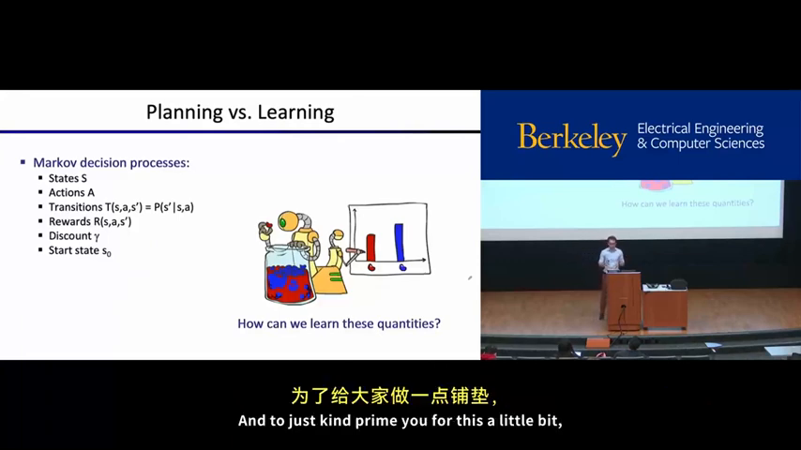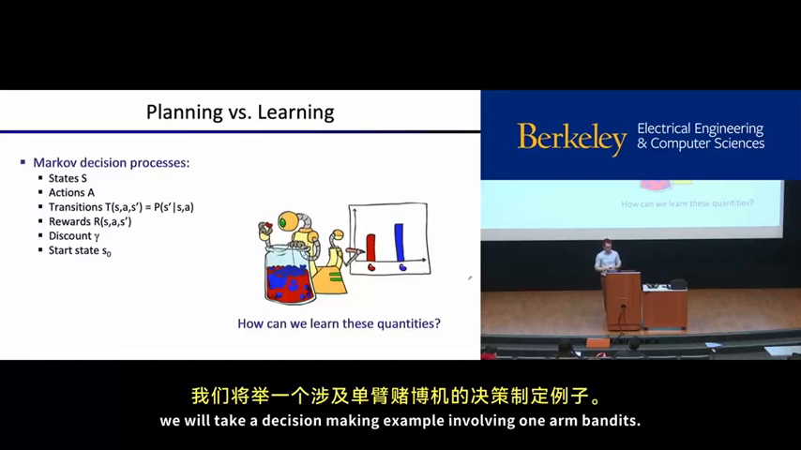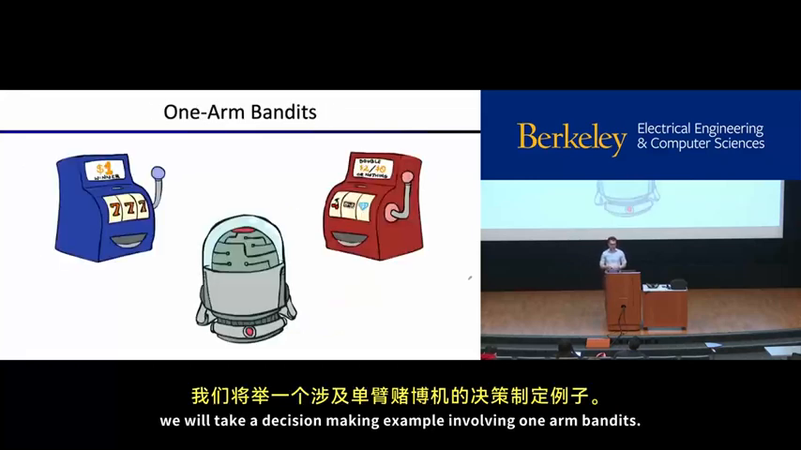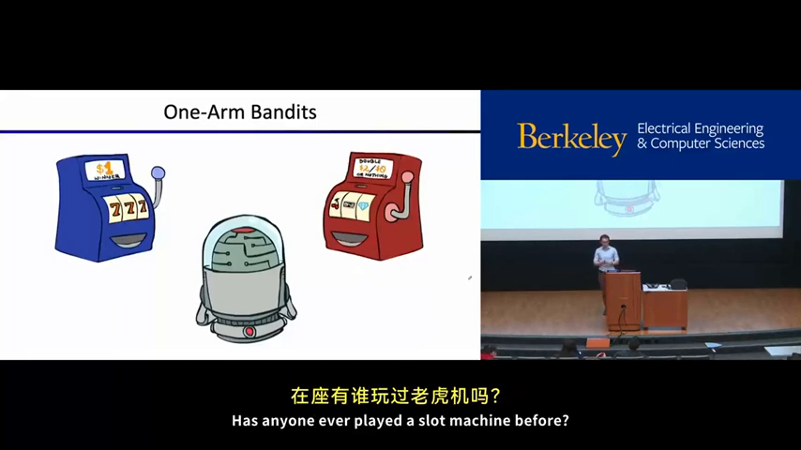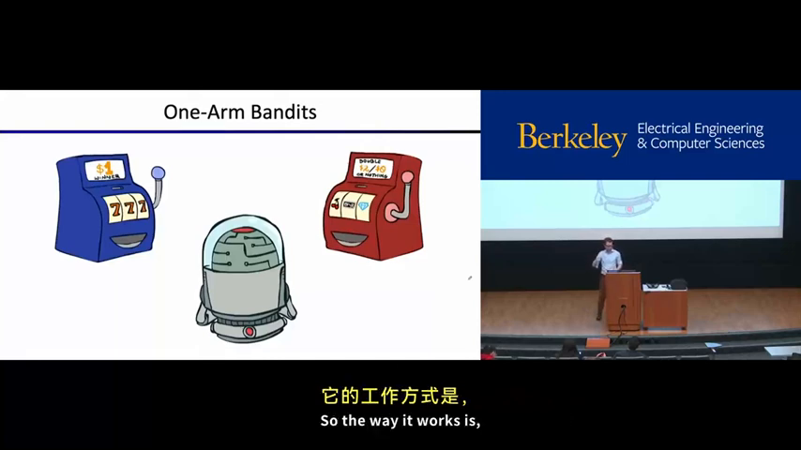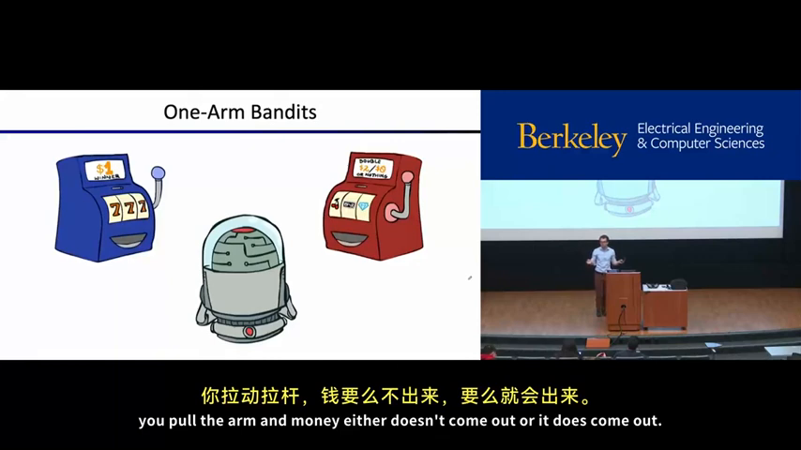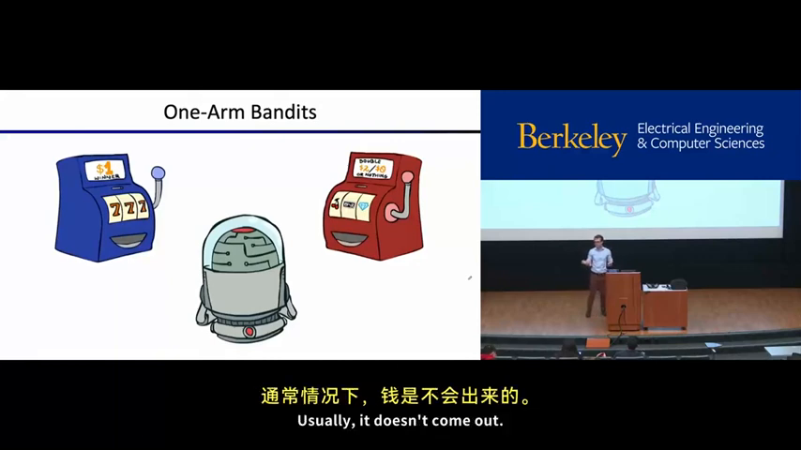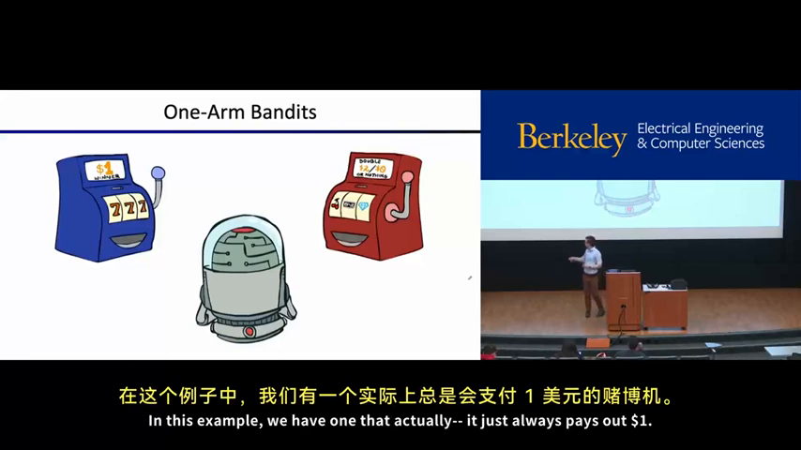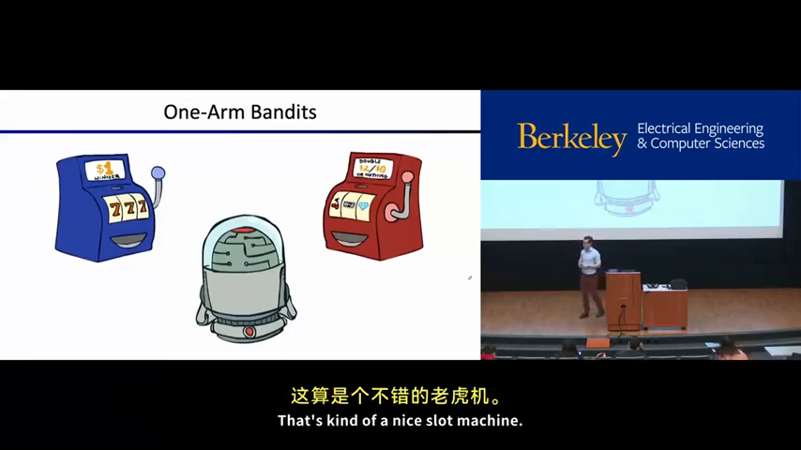And to just kind of prime you for this a little bit, we will take a decision-making example involving one-armed bandits. Has anyone ever played a slot machine before? I don't think that I actually have. So the way it works is you pull the arm, and money either doesn't come out or it does come out. Usually it doesn't come out. In this example, we have one that actually just always pays out $1. That's kind of a nice slot machine.